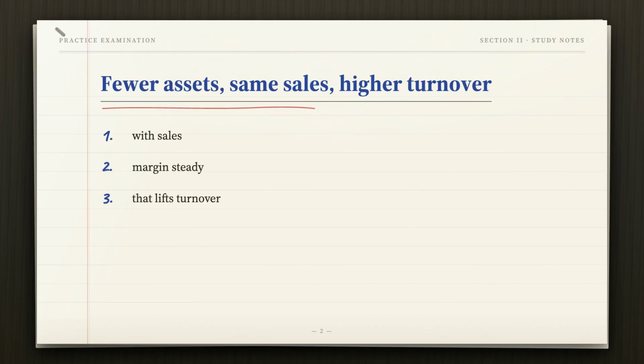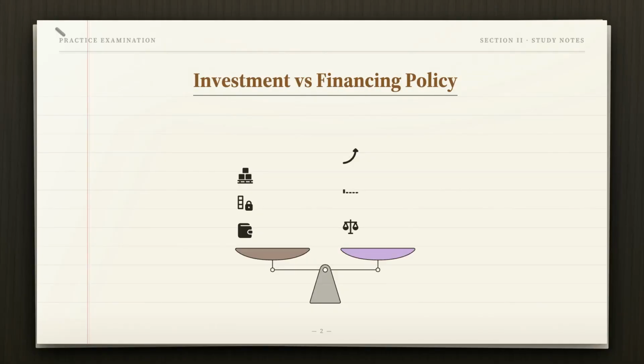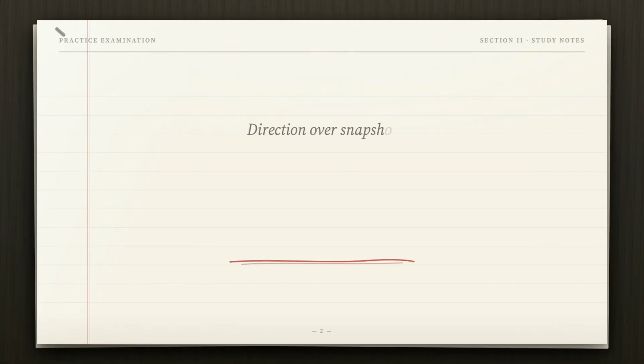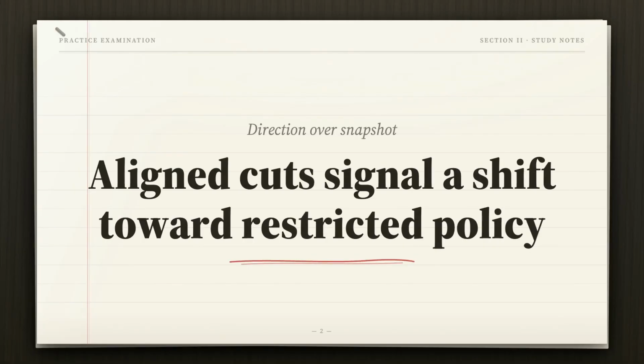Restricting current assets shrinks the asset base, and with sales and margin steady, that lifts turnover and ROE. A common distractor tries to relabel this as a financing decision, but financing is about how assets are funded, not how much to hold. Tightening inventory, credit, and cash is squarely investment policy. Several moves that all reduce current assets signal restriction. The return on equity motive confirms it, and keeping investments separate from financing keeps you in the right vocabulary.